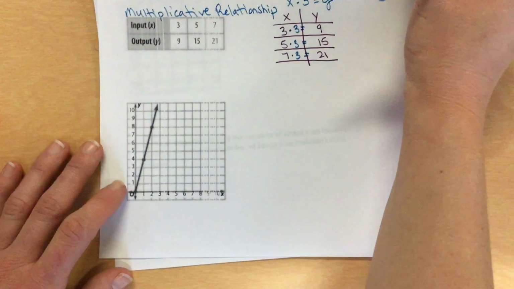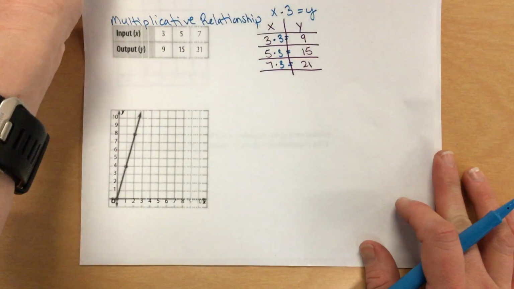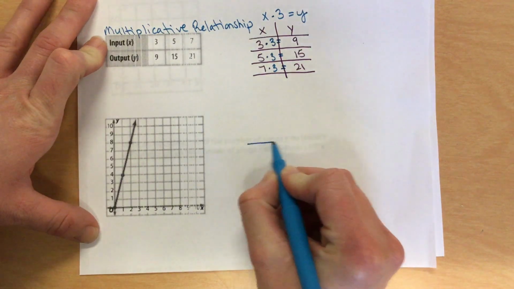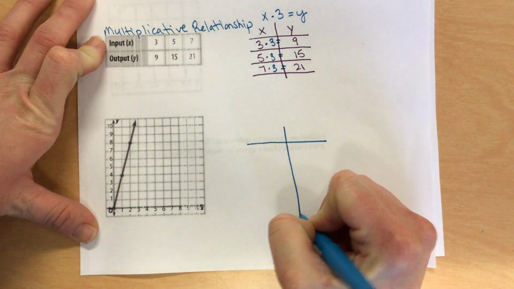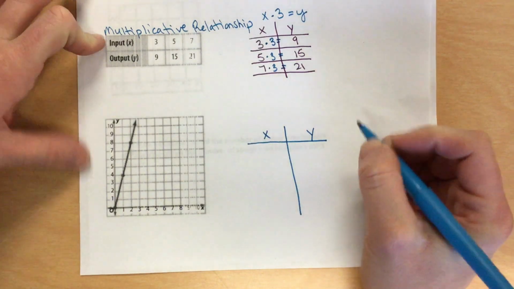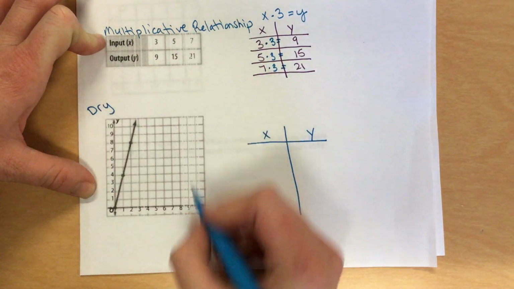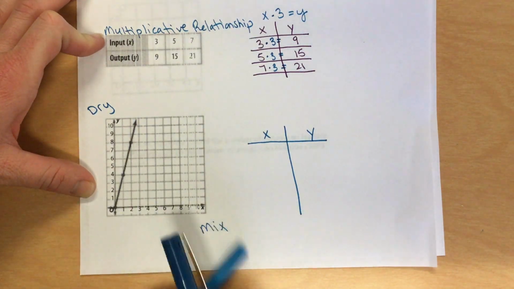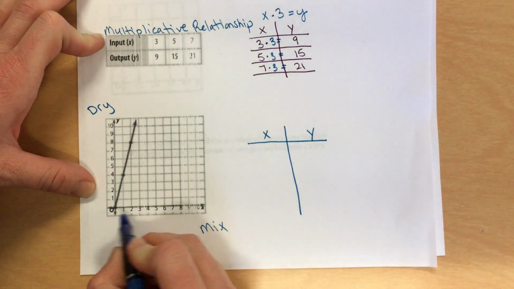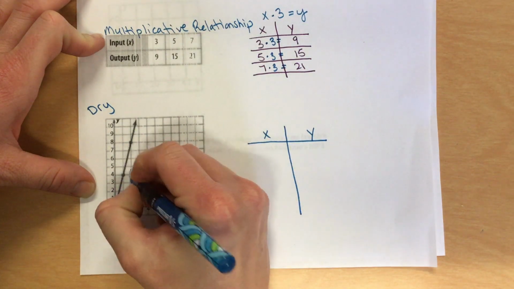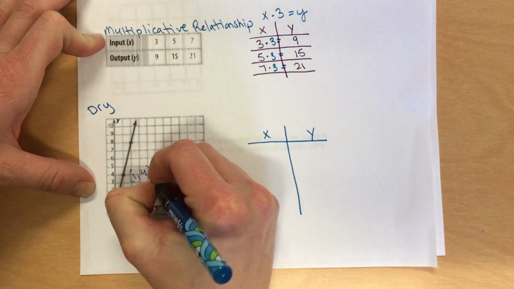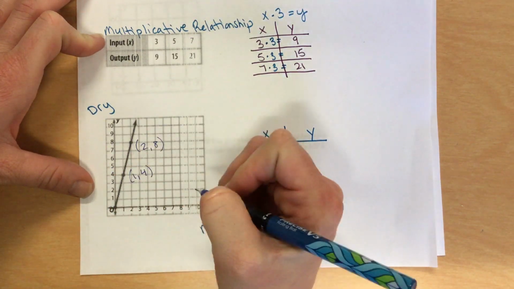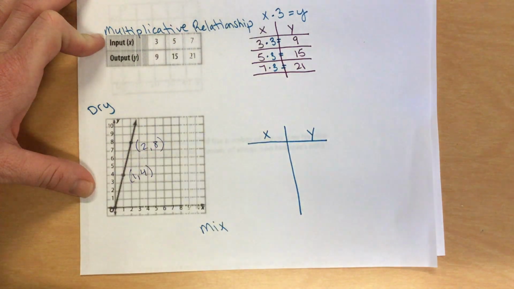All right, let's look at a graph. Okay, so we need to identify our ordered pairs so we can find our inputs and our outputs, x and y. Go ahead and write your dry mix. Okay, my first ordered pair, we walked to 1, flew up to 4. Next one, we walked to 2, flew up to 8. Looks like we only have those 2.